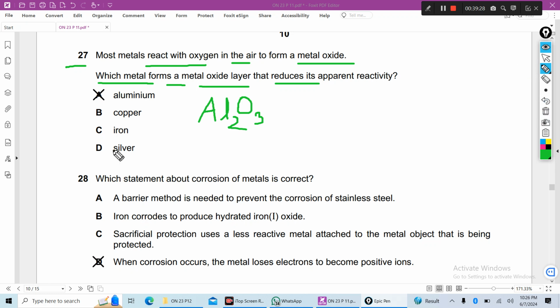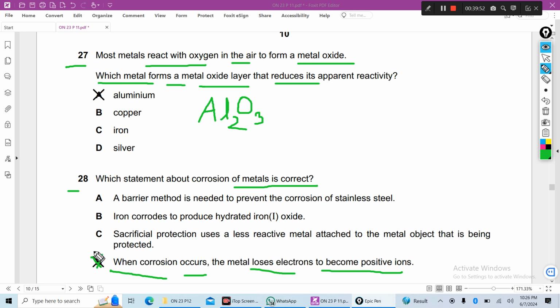Next, which statement about corrosion of metal is correct? D. When corrosion occurs, the metal loses electrons to form positive ions. During corrosion, metal loses electrons to form positive ions. So D is the right answer.